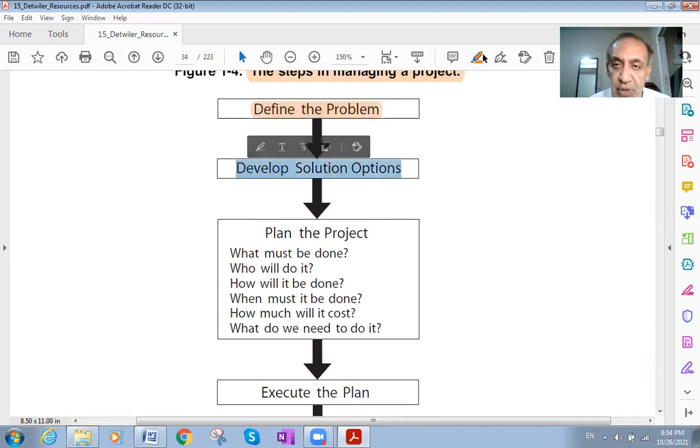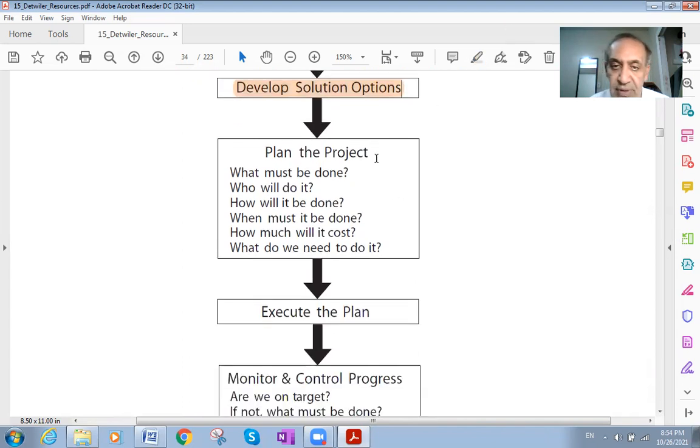Develop a solution option. You will put a solution option. Plan the project. The plan tells where I am, where I want to go, how to go there, what must be done, how it will be done, who will do it, when, how much it will cost, and what we need to do it. So those are the main questions when you plan the project.